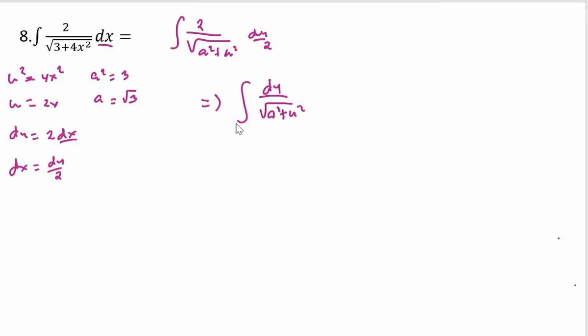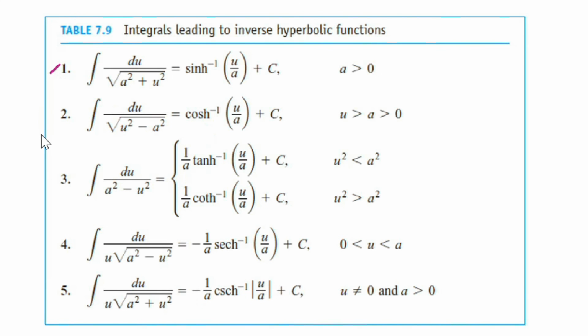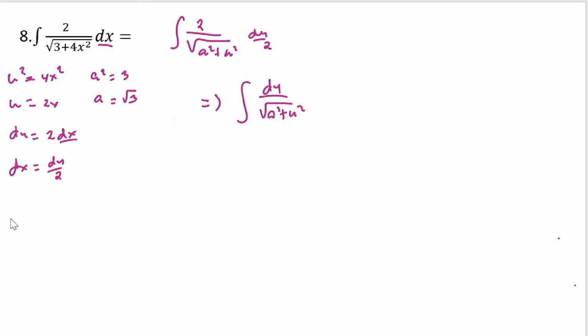According to the formula we have here, we are using formula number 1, which gives us the answer of the inverse hyperbolic sine of u over a plus a constant. So this is equal to the inverse hyperbolic sine of u over a plus a constant. We have the inverse hyperbolic sine of u, which is now 2x, over a, which is the square root of 3, plus a constant.